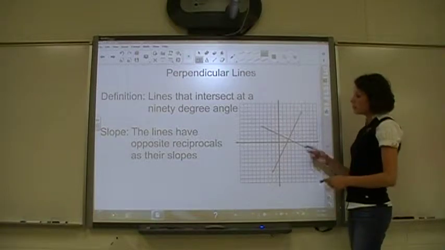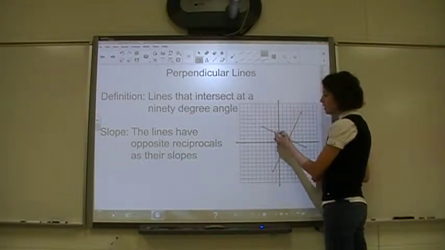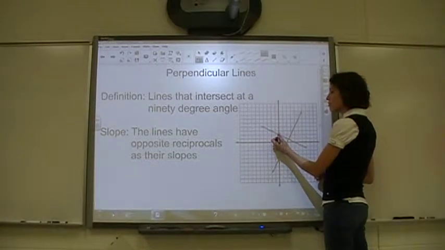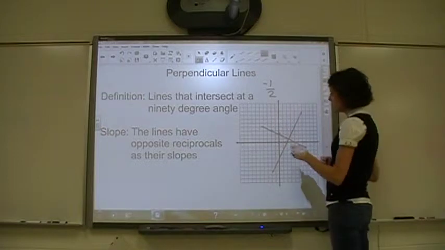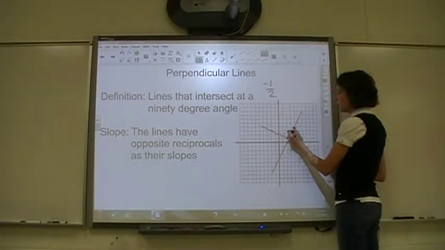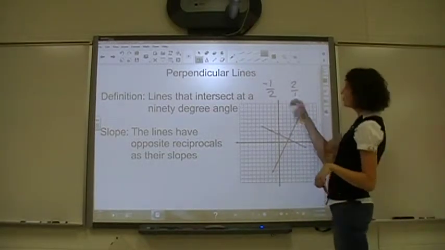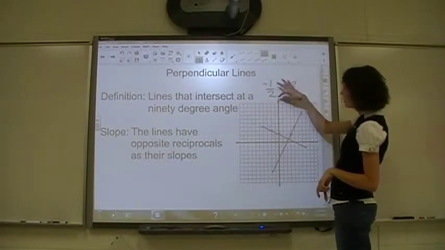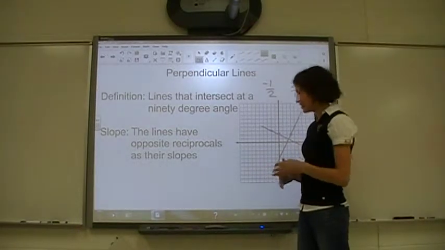For example, this blue line right here, you have a perfect point here and here. You go down 1, right 2. So the slope is negative 1/2. Now for the red line, I have a point here and here. I go up 2, right 1. So my slope is 2 over 1. Do you see how you just flip the slope? Okay, you flip the fraction and switch the sign. So flip it and switch it is how I like to think about it.